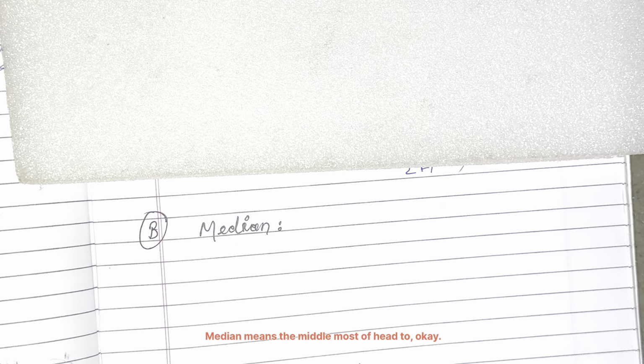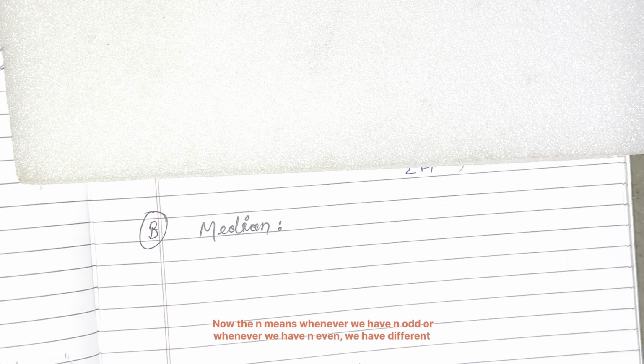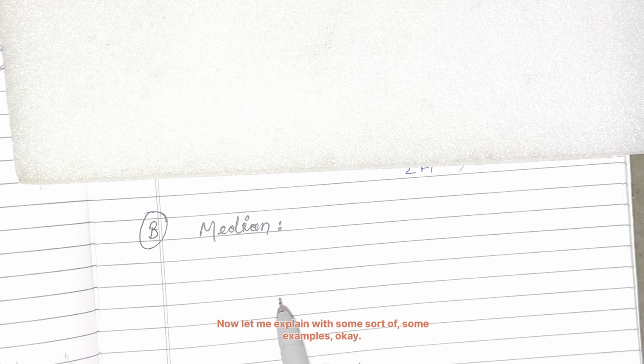Median means the middlemost value. If we have n observations, then n by 2 is the middlemost position. Whenever n is odd or n is even, we have different medians. Now let me explain with some examples.